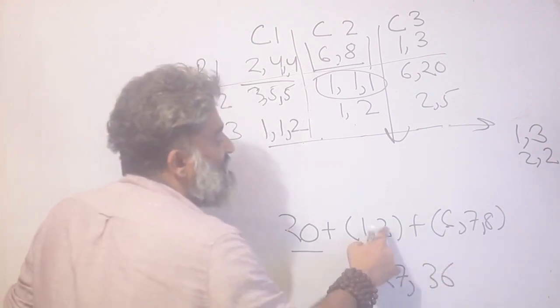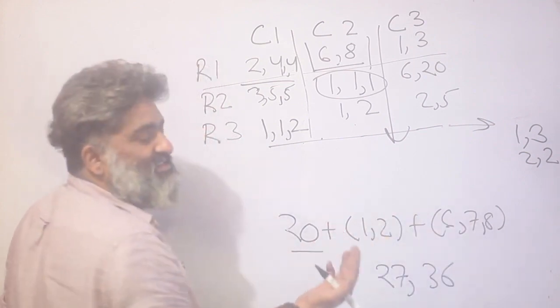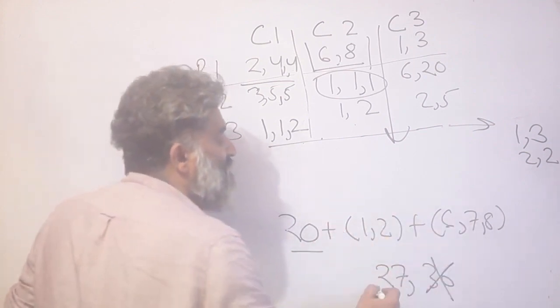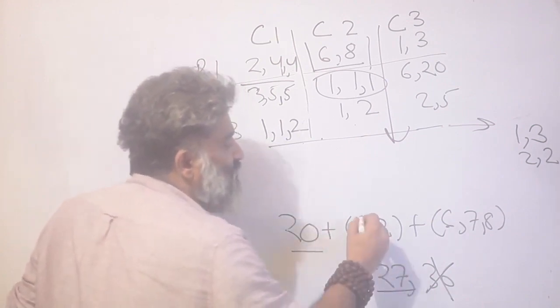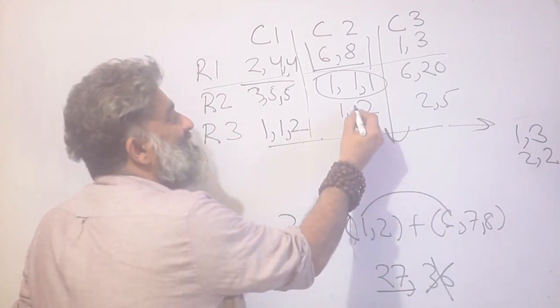Can I go to 36? 8 and 2, the maximum is 10. So 36 is definitely out. I'm only left with 27. The only way to hit 27 in this story is 1 and 6. That means this one is 1.